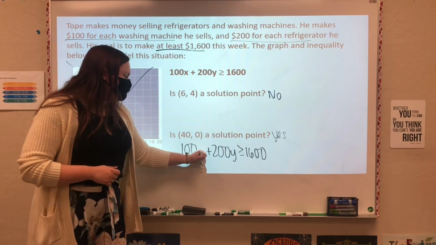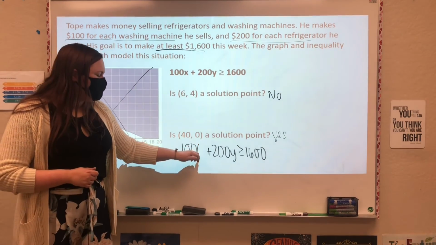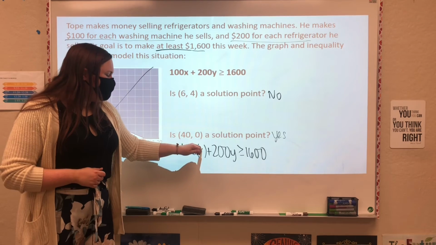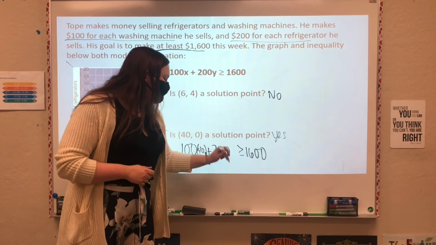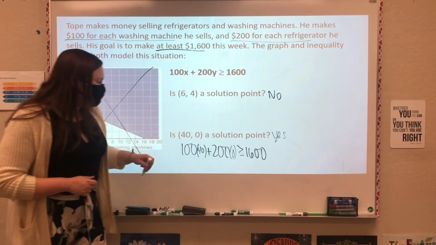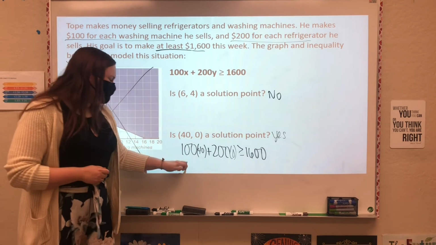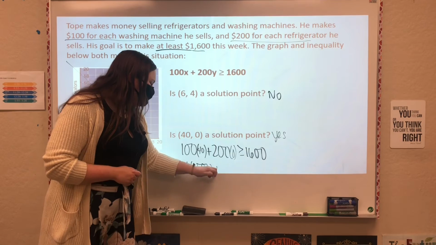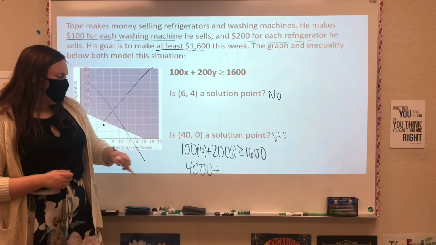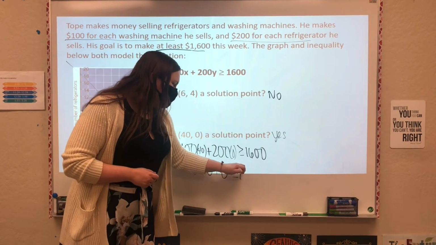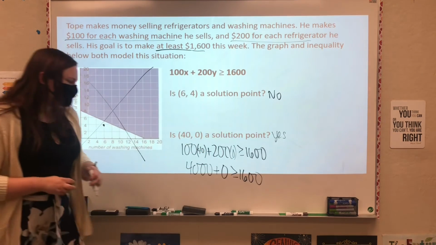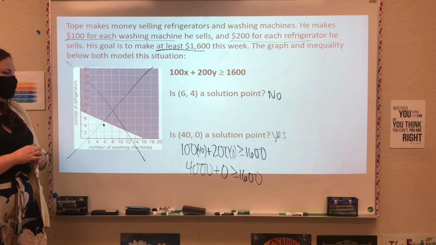Yep. If I'm substituting, what's going to go right there for x? 40. And then for y? 0. 100 times 40? 4,000. Nice. 4,000 plus 200 times 0? 0. Is this true? Yes. Tell me why that's true.